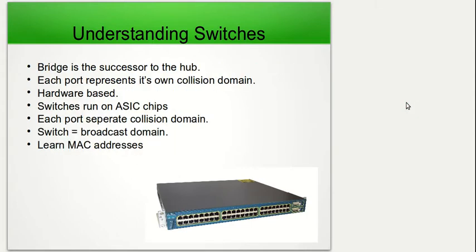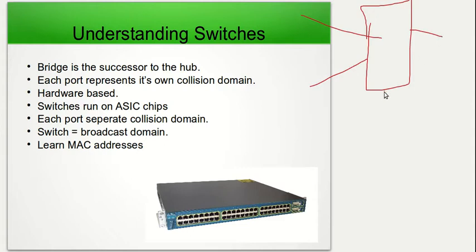So after the hub came the bridge, and the bridge was an improvement over the hub, but it didn't necessarily replace the hub. It was used in conjunction with the hub. So in the previous slide I mentioned how a single hub represents its own collision domain, which means that when multiple devices try to send that connect to the hub, their data will collide and it will be dropped. This is why only one device can send at a single time.